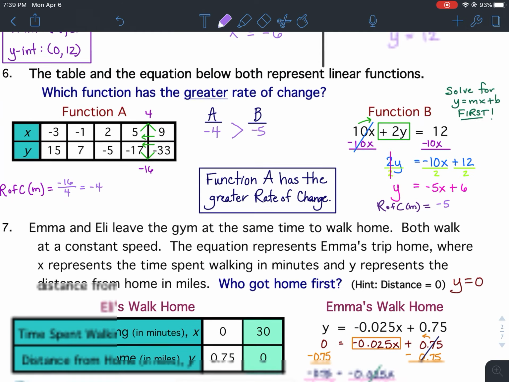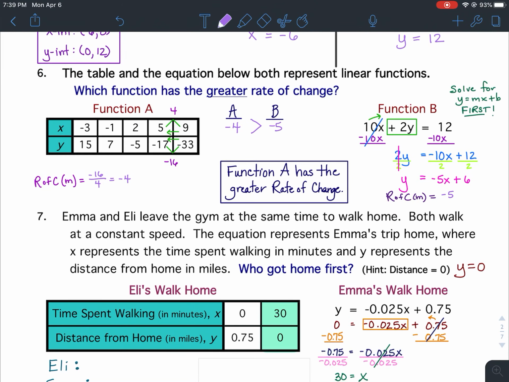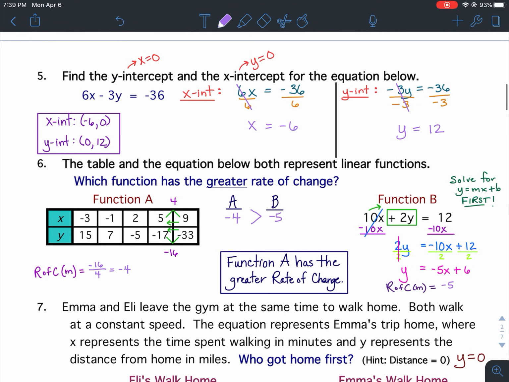Okay, so if you didn't get everything written down, go ahead, pause your video, get all of that written down. If you have any questions for numbers 5 and 6, let me know.